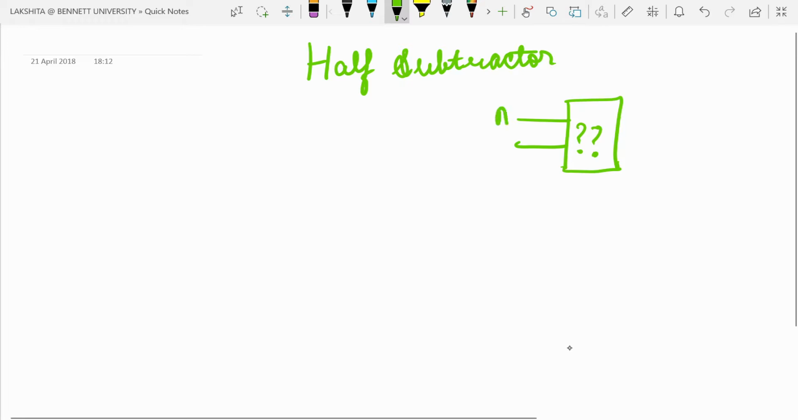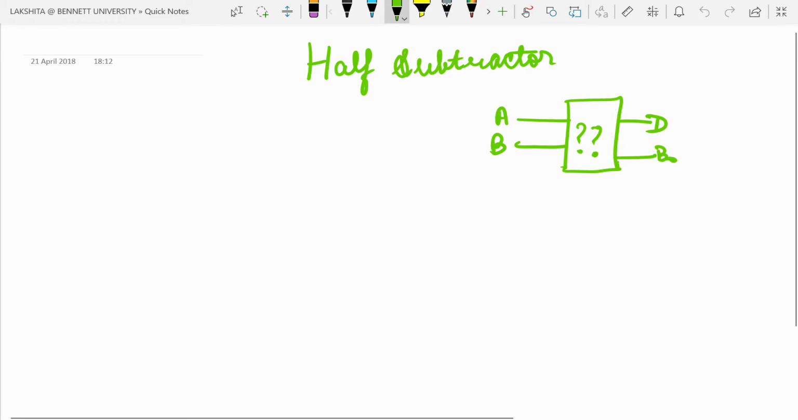So here A and B are two inputs. Both A and B are single bit numbers. Here D is the difference and B naught is the borrow output. In this we are going to see how to subtract two binary numbers and to find out what is the circuit for your half subtractor, which means we need to find out the logical expression.